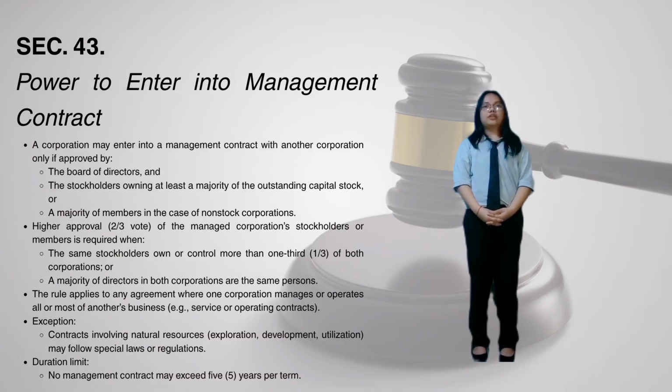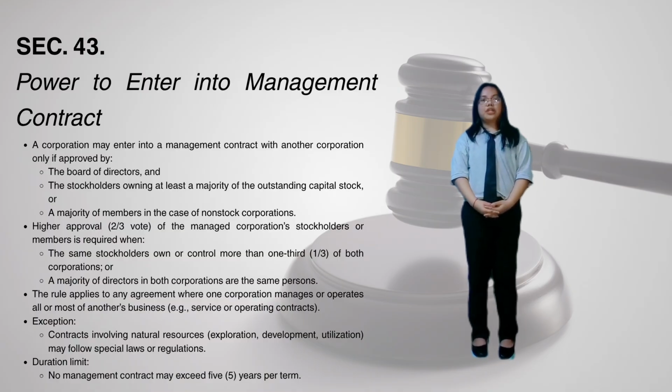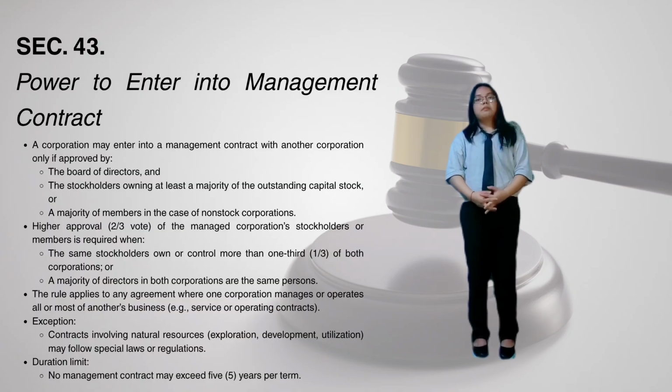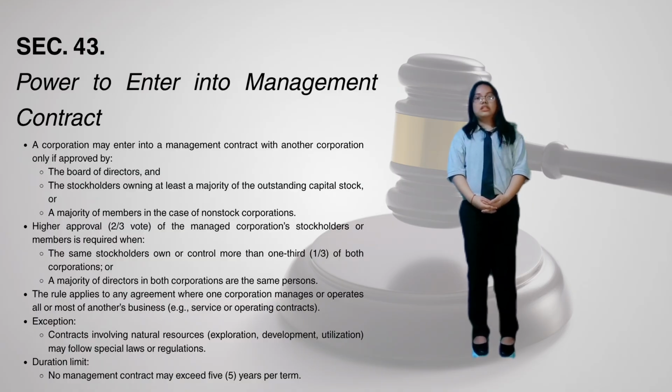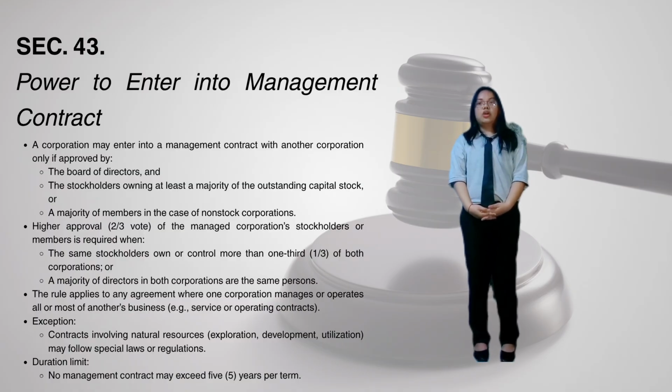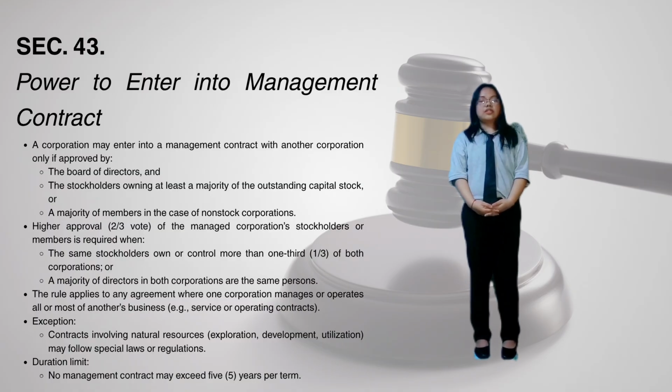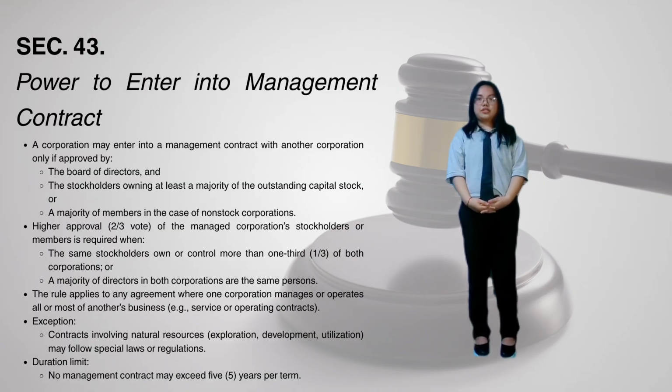Section 43, Power to Enter into Management Contract. This section talks about when one corporation can manage another corporation's business through a contract. For this to happen, it must be approved by the board of directors and by a majority of the stockholders. But in some cases, a higher approval of two-thirds is needed. This happens when, number one, the same people own more than one-third of the corporation, or number two, when most directors in both corporations are the same persons.